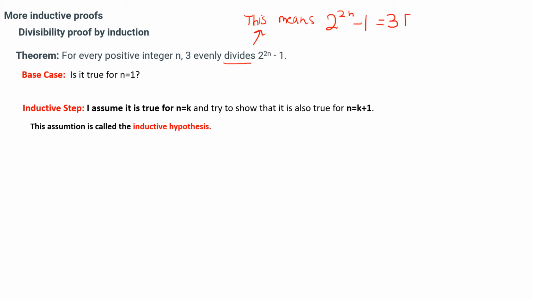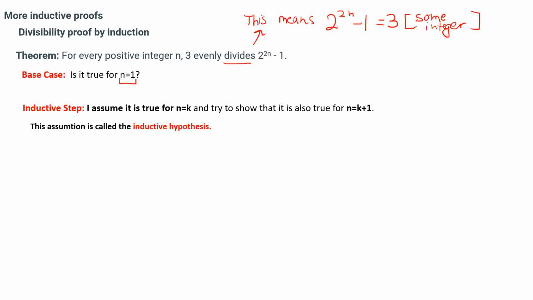So I'm going to say 3 times, I'll just put some integer in here. So if we can prove, that's what we're trying to prove, that we could always write 2 to the 2n minus 1 as 3 times some integer, that would mean that 3 evenly divides this, right? Okay, so this is supposed to be true for every positive integer n. So that means the lowest number we need to show it for is n equals 1, because n is the smallest positive integer. So let's see if we can prove it for n equals 1.